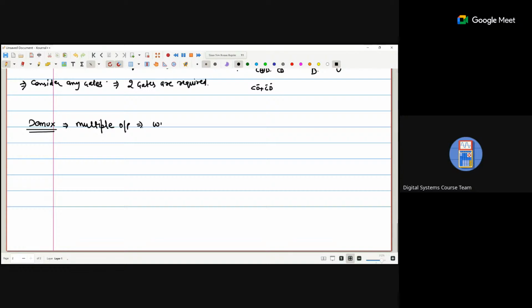So without any gate, it is impossible to implement a Boolean expression. Okay.